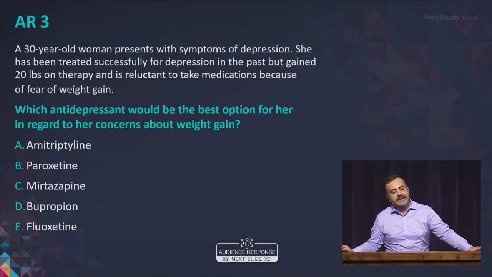So question number 3: a 30-year-old woman presents with symptoms of depression. She has been treated successfully for depression in the past, but gained 20 pounds on therapy and is reluctant to take medication because of fear of weight gain. Which antidepressant would be the best option for her in regard to her concerns about weight gain? Amitriptyline, paroxetine, mirtazapine, bupropion, or fluoxetine.